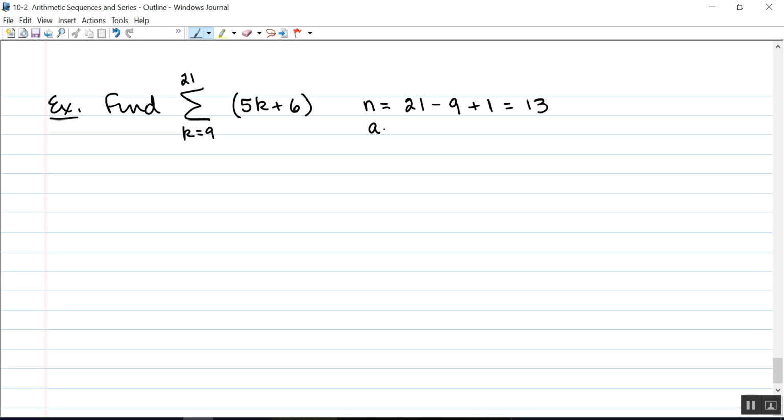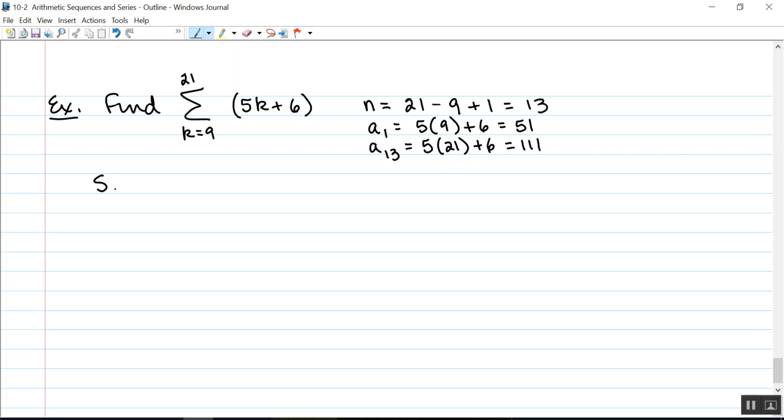So a sub 1 is what I'm going to get when I plug my first term, which is 9, into this formula. So a sub 1 is 5 times plugging in 9 for k plus 6. So this is 5k plus 6 when k is equal to 9. That gives me 51. My last term, my 13th term, is going to be 5 times my last value I plug in, 21, plus 6, or 111. And that's going to be my a sub n.